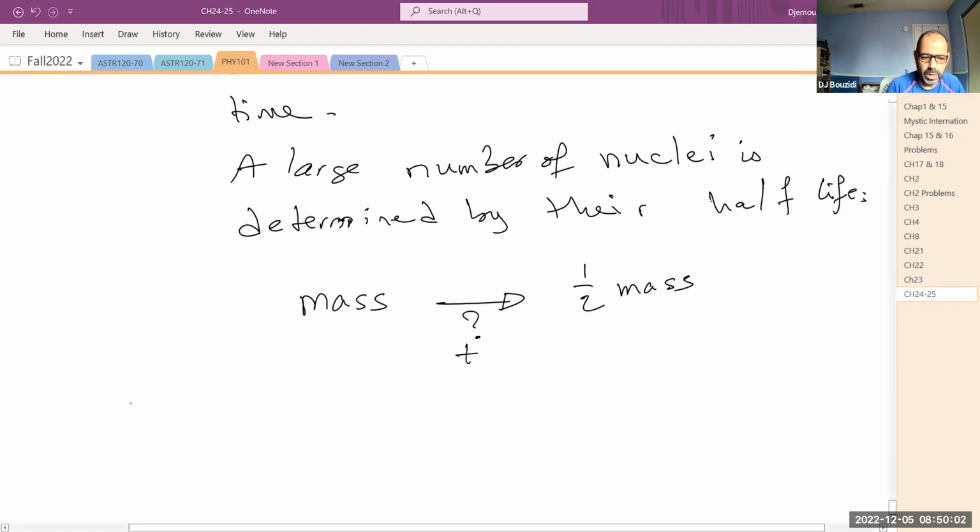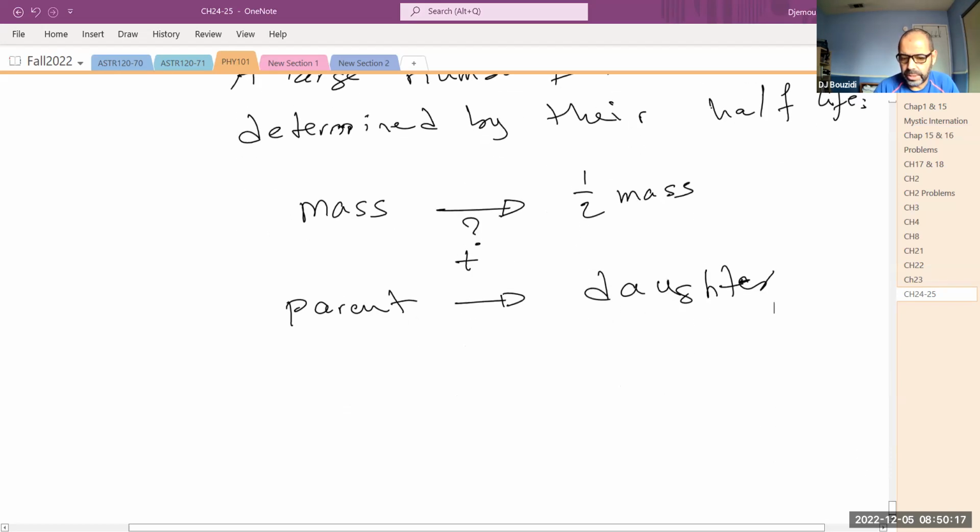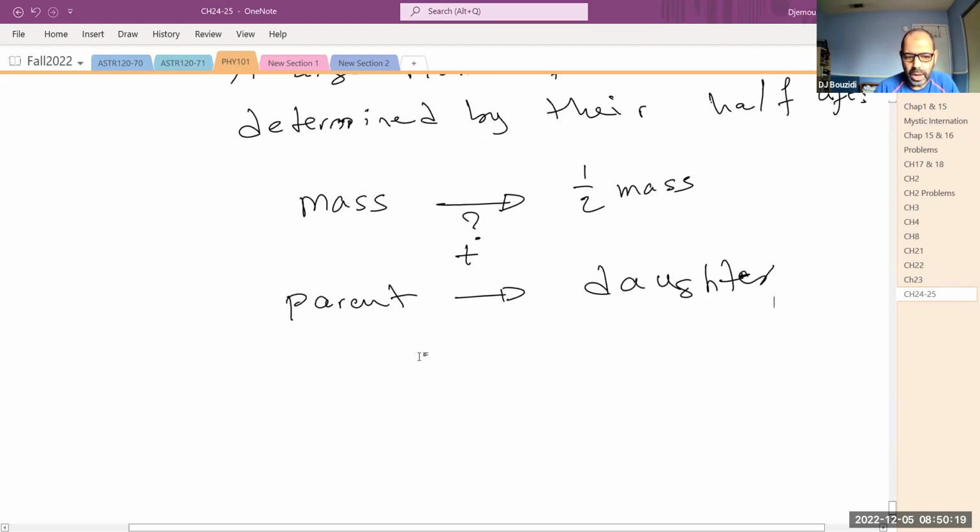So there are two types of terminology in here. The parent is the starting element, and the daughter, or daughters in general, is the byproduct of this process. Okay, so that's basically the terminology that is used. How long it takes for the parent to drop by a factor of half is the half-life. So this is, in a nutshell, part of the terminology.